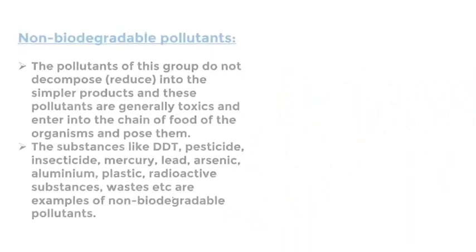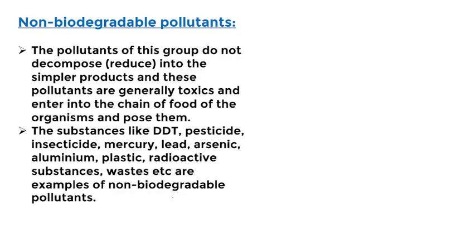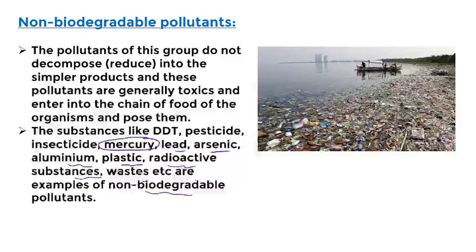Now, when we come to non-biodegradable pollutants, these do not decompose or reduce into simpler products and are present in their toxic form in the food chain, or you can say they seriously pose health hazards to everyone around whom these pollutants are present. So these substances are DDT, pesticide, insecticide, mercury, lead, mercury poisoning. I generally told you about the Minamata incident, lead, arsenic, aluminium, plastic, radioactive substances. All right, so these are non-biodegradable pollutants. So you can see around the water bodies, we generally see a large lump of these non-biodegradable pollutants.